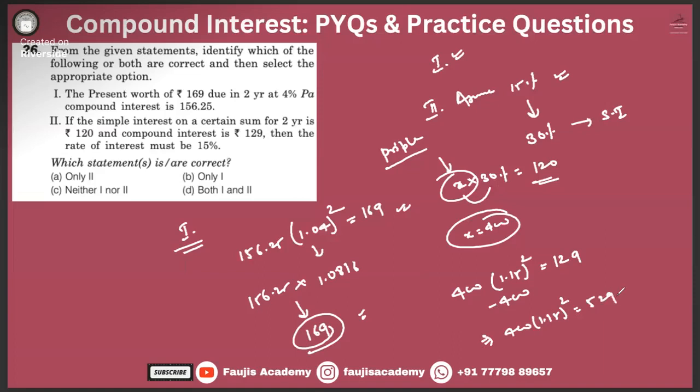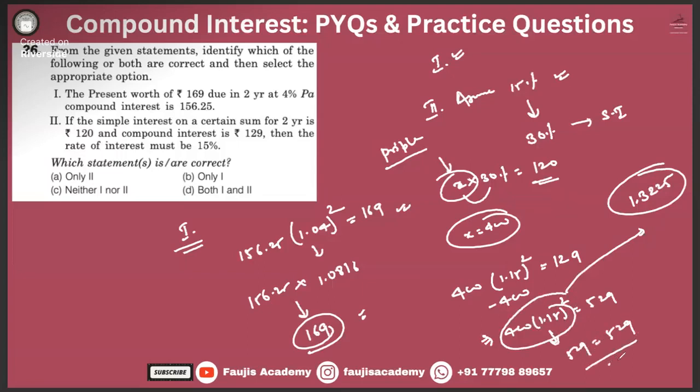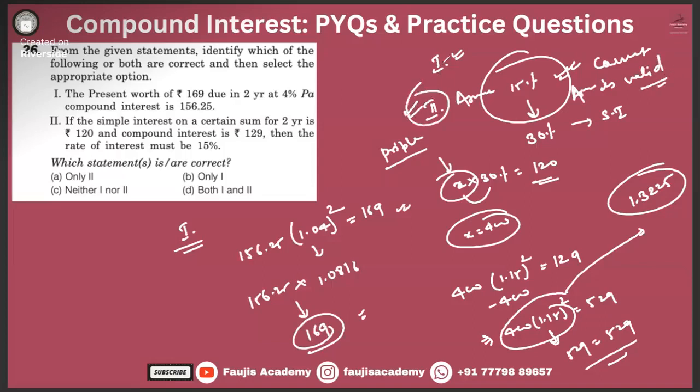Is it coming? 1.15 squared is 1.3225, which we just calculated, right? Into 400, and the left-hand side will eventually give you 529, which is equivalent to 529. That means the assumption that 15% is correct is valid, right? So we conclude that both option 1 and 2 are correct.